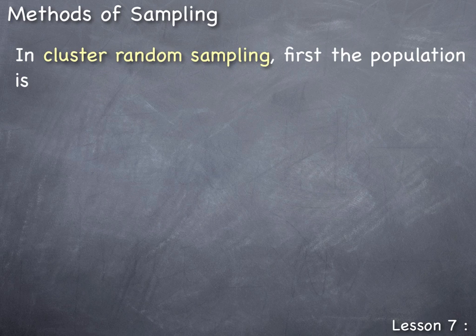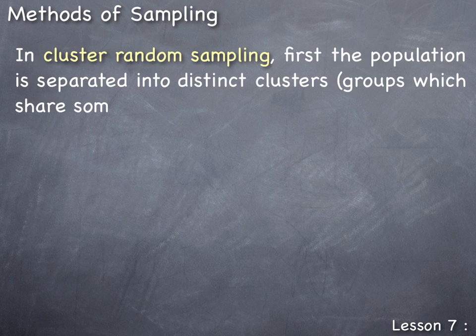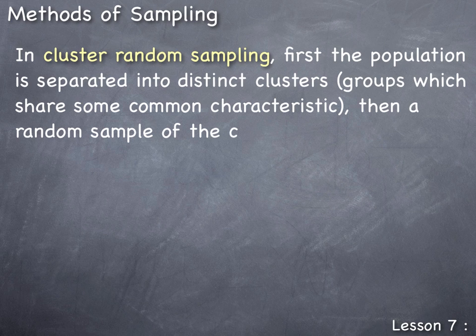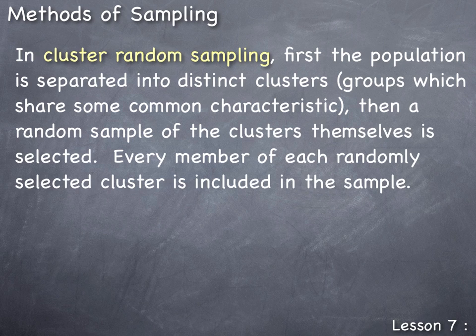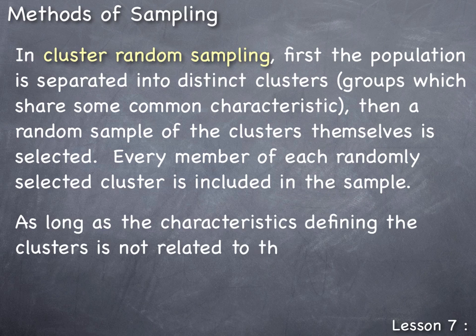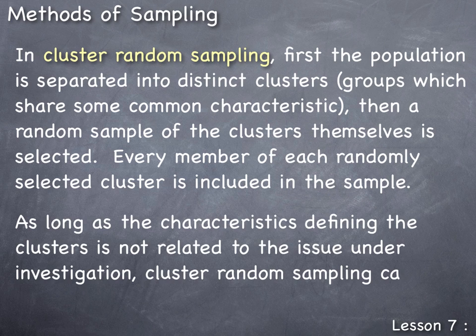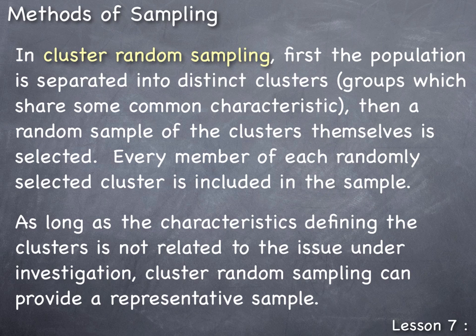In cluster random sampling, first the population is separated into distinct clusters, or groups which share some common characteristic. Then a random sample of clusters themselves is selected. Every member of each randomly selected cluster is included in the sample. As long as the characteristics defining the clusters is not related to the issue under investigation, cluster random sampling can provide a representative sample.